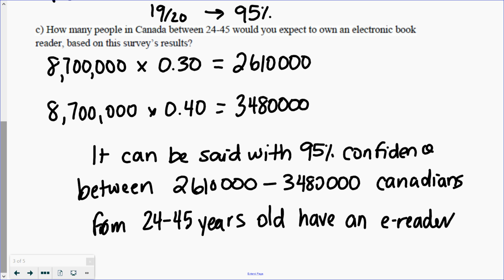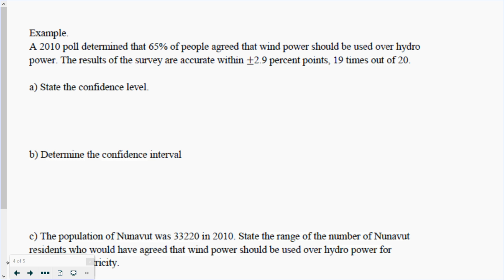All right, one more, and then I'm tired. So the last question here, it says a 2010 poll determined that 65% of people agreed that wind power should be used over hydropower. So using wind power over power generated by the movement of water. The results of the survey are accurate within plus or minus 2.9 percent points, 19 times out of 20. So it's asking us a couple different things. So state the confidence level, the confidence interval, and then it's asking how many people, the range of people that believe this.